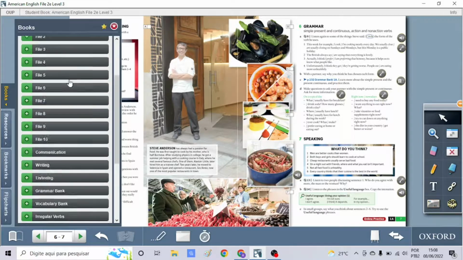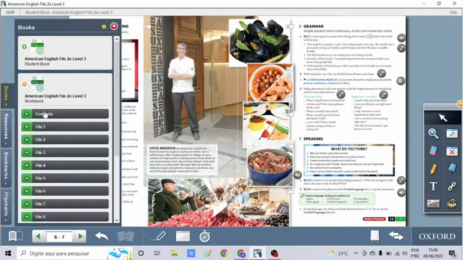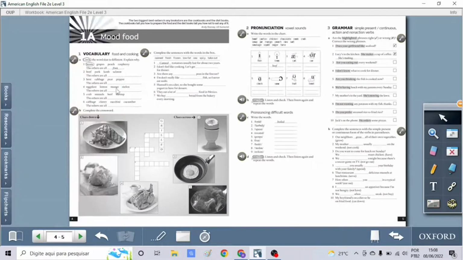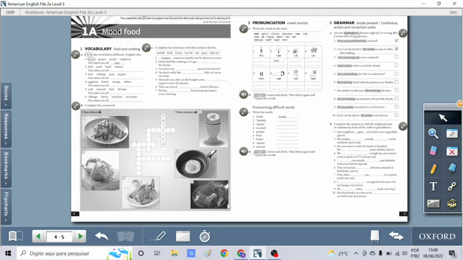You are now going to the workbook, please, and do activities from lesson 1A, pages 4 and 5. So here you have vocabulary activities to do, pronunciation, and then the grammar. Please use this program so you can listen to the audios, okay, for the listening activities, and do the exercises. And please let me know if you need any help and extra help.